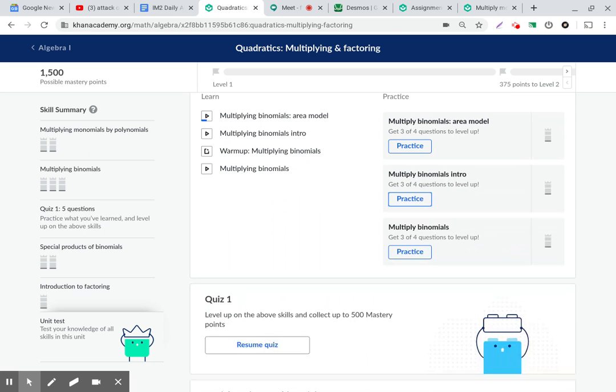Just keep in mind we're turning factored form into standard form. It's pretty easy. What's harder is going backwards, right? Like riding a bicycle is pretty easy. Riding it backwards, it's a little hard.